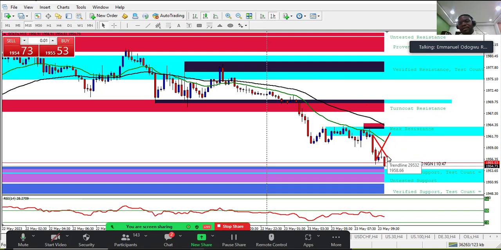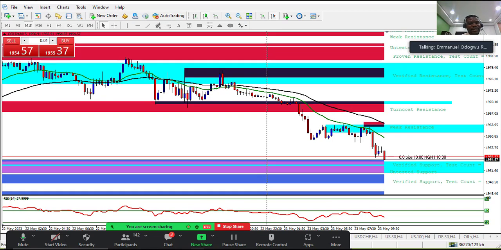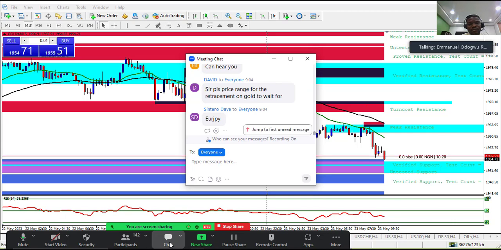But the market has not shown us this, so we are not doing a buy. Please, we are not buying. Please don't buy. Most people want to buy, but the market is not right for a buy. It's on the support, right? So we are just waiting for a retracement before we can do a sell. So let me look at D30.